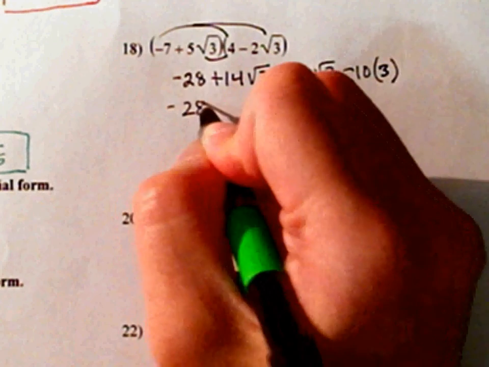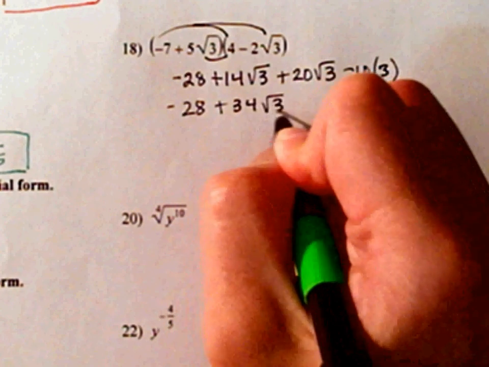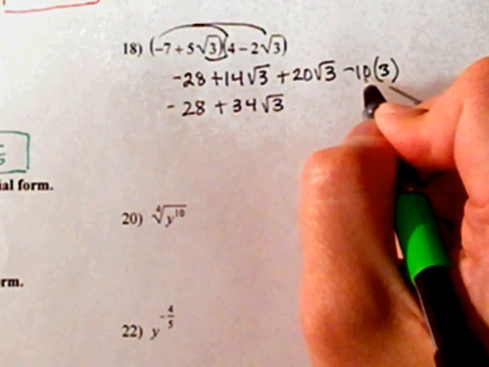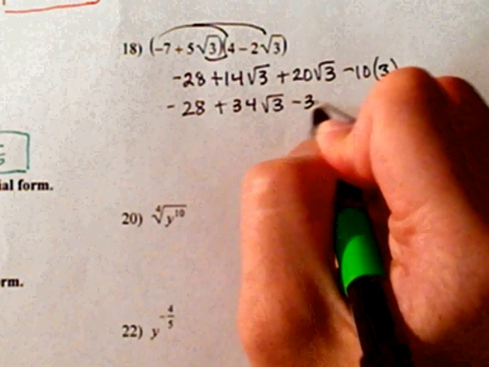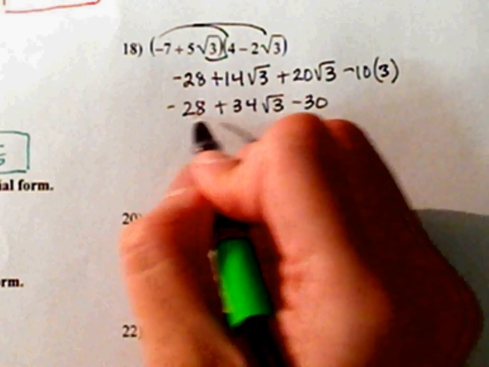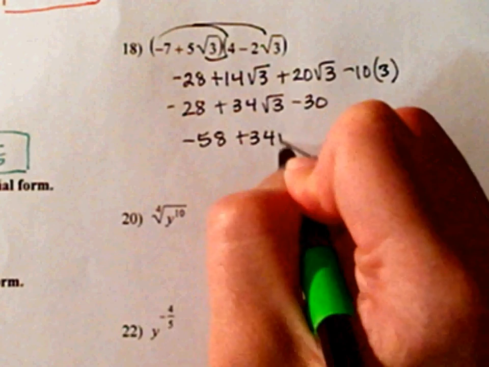These are like terms. Go ahead and add them together. So 14 plus 20 is 34 square roots of 3. Negative 10 times 3 is negative 30. Continue to combine like terms. Negative 28 minus 30 is negative 58 plus 34 square roots of 3.